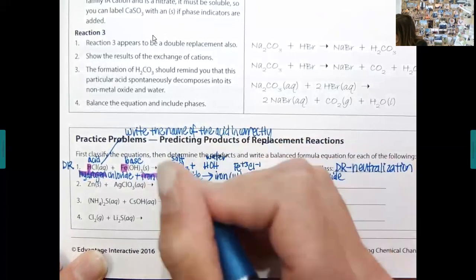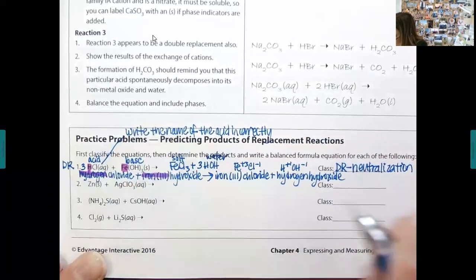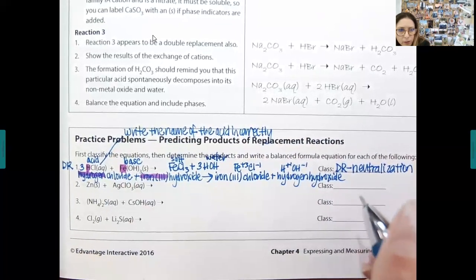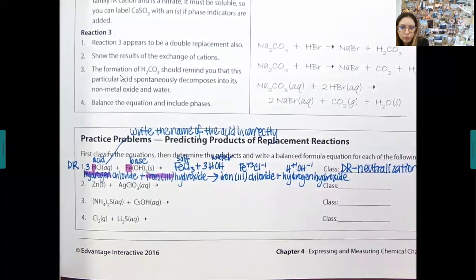We need to balance this. I'm going to put a 3 here to balance the hydroxide and a 3 here to balance the hydrogen and the chlorine. And you're done. Okay, let's go on and take a look at number 2.